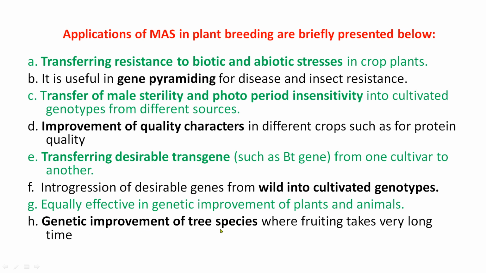Genetic improvement of tree species. In certain cases, the crop duration of tree species is long, for example for mango or several other tree crop species, it takes at least 10 to 20 years for maturity. So selecting plants at the seedling stage itself or the sapling stage itself, prior to maturity, is a big advantage over conventional plant breeding programs.